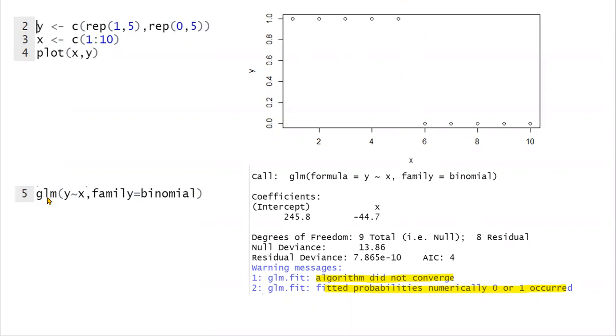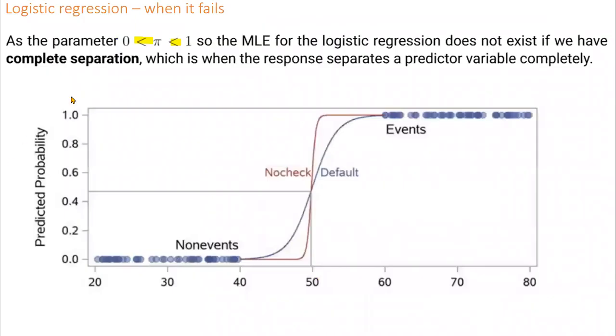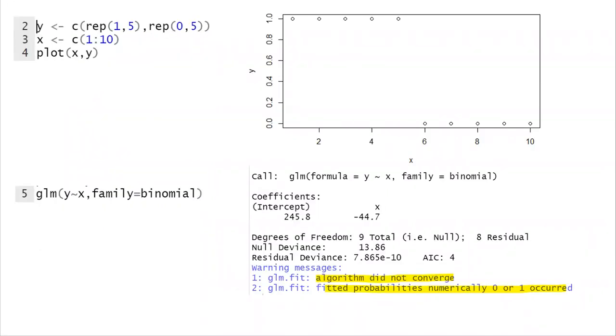And if we run this, GLM, y and x, family binomial, then I've highlighted in yellow what happens: you get error warning messages. The algorithm did not converge, okay? And it's telling you that you've got fitted probabilities which are actually 0s or 1s, so they do not fall into the open interval. So it's failed.